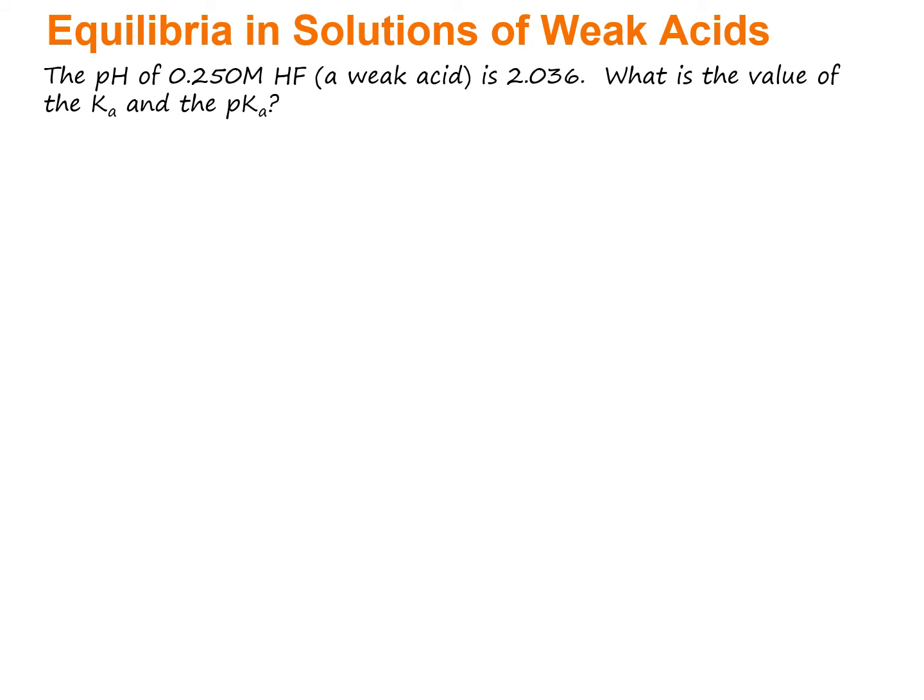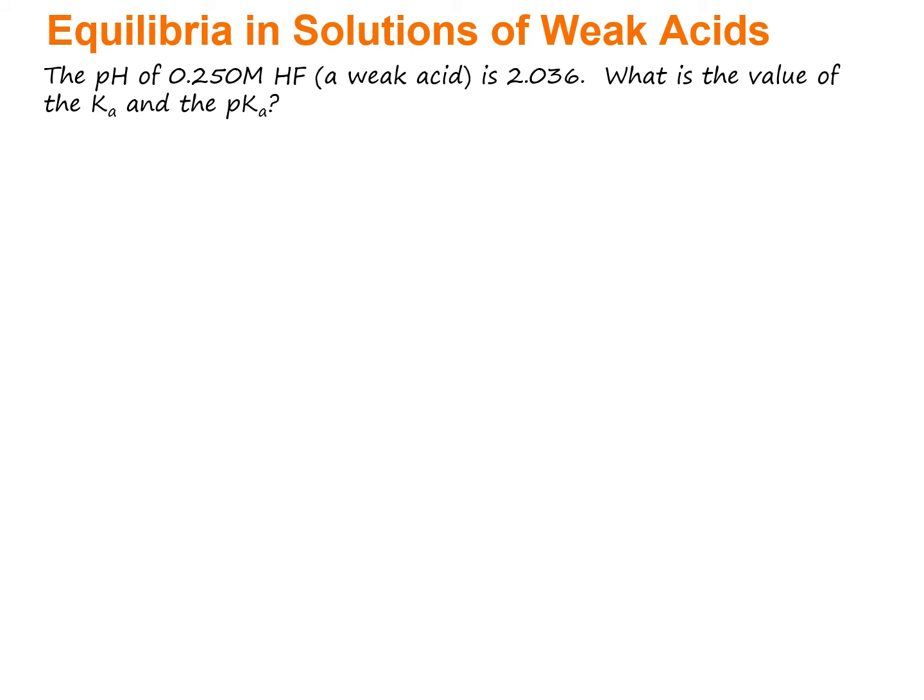So let's see how we can figure out what the Ka is and the pKa if we have the molarity of HF here. So we have a 0.25 molar solution of HF, and we have a pH of 2.036. So what do we know in this particular problem?